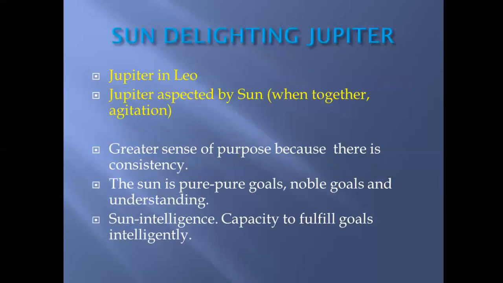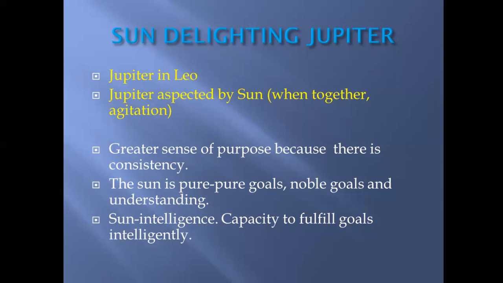Again, let's move on to the planets delighting Jupiter. Jupiter's friends are Sun, Moon, and Mars. So let's start with the Sun delighting Jupiter. This happens when Jupiter is in the Sun sign in Leo, or when Jupiter is aspected by the Sun. Remember that when they're together, it's not going to be delight, it's going to be agitation.